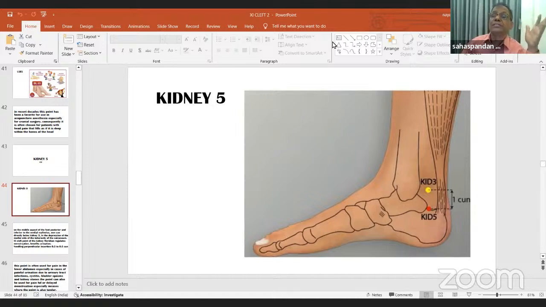and blurred vision. It is also useful for blurred vision. In the eyes, not only, understand the liver controls the eye, okay, liver opens to the eyes, but also the kidney's role is important. If there is not enough moisturizing of the eyes, there is dryness and there will be blurred vision. So Kidney 5 can be used for blurred vision.